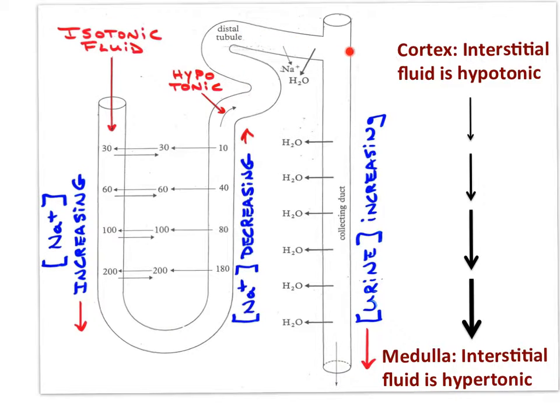The dilute filtrate enters the collecting duct in the cortex and begins its descent through the medulla. The interstitial fluid surrounding the collecting duct is increasingly more hypertonic, serving to draw water out of the collecting duct to be taken up, conserved by the blood. The urine, as it exits the collecting duct into the pelvis of the kidney, is very, very concentrated with urea.